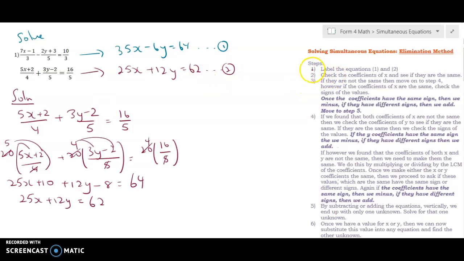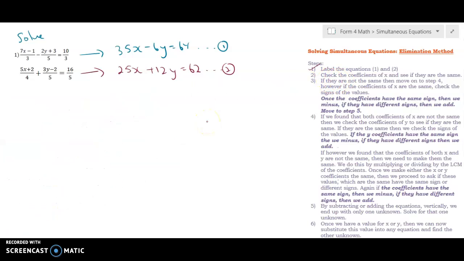So now I could start with these steps here. Since we're using the method of elimination, I need to look at my coefficients. This is 35 and 25, they're different. 6 and 12, different. So we check the coefficients of x to see if they're the same, or y. If they're not the same, we move on and so on. I've already gone through these steps in detail in my last video, so I just want to show you this. What happens here now? We have 6 and 12. I like these numbers because it's easy to make this number 12, simply by multiplying this whole equation by 2.